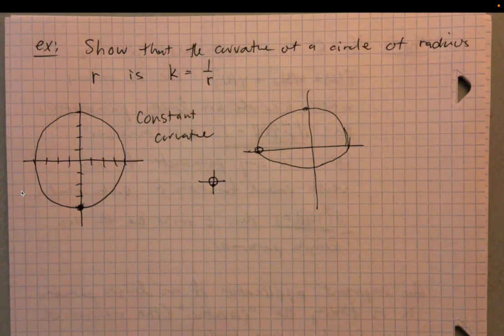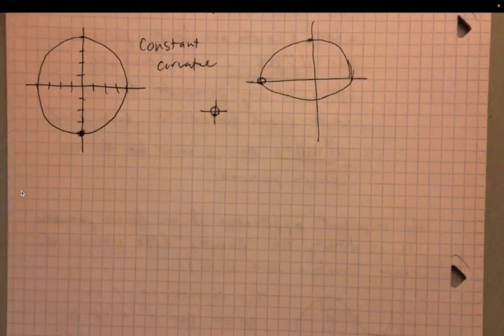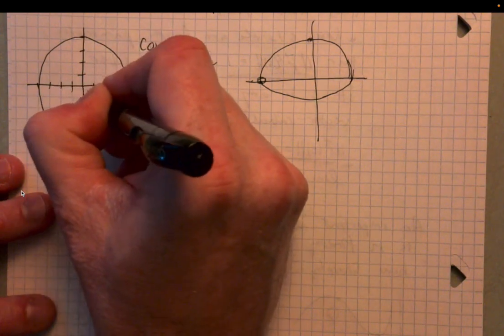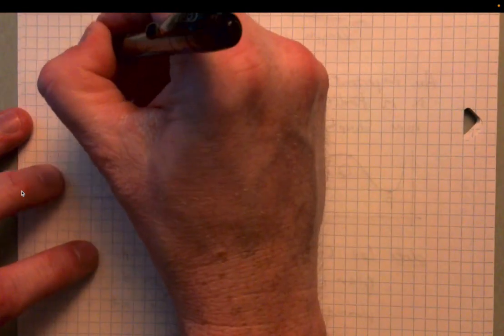So what we want to show is that the curvature of a circle of radius r is 1 over r. For this, we're basically going to apply the previous definition of curvature. We'll go through the arc length parameterization and everything, so we'll wrap everything into this example. We're going to start by assuming that our circle is centered at 0, 0. I'm just going to draw another circle here because I don't want that other stuff.